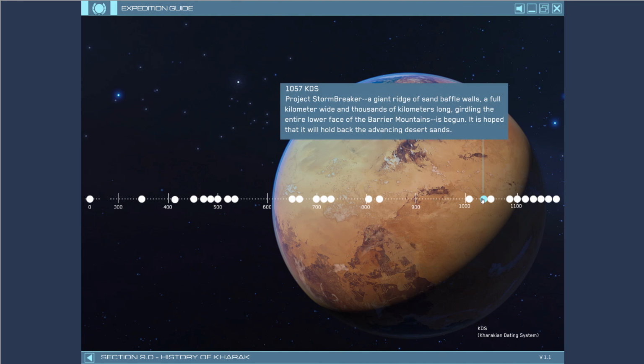In 1057, Project Stormbreaker, a giant ridge of sand baffle walls a full kilometer wide and thousands of kilometers long, girdling the entire lower face of the barrier mountains, is begun. It is hoped that it will hold back the advancing desert sand.